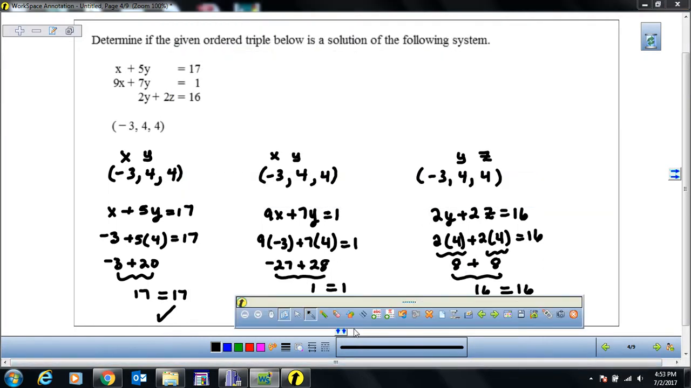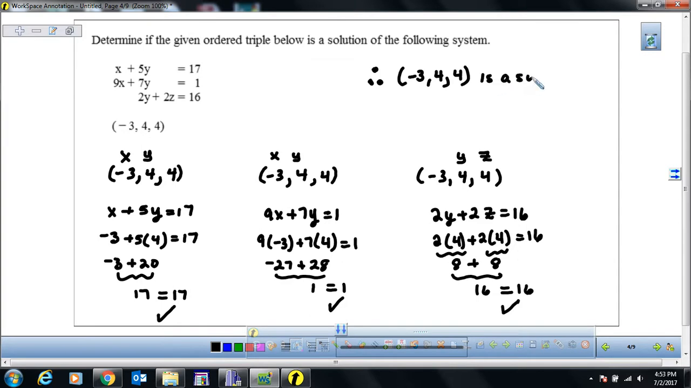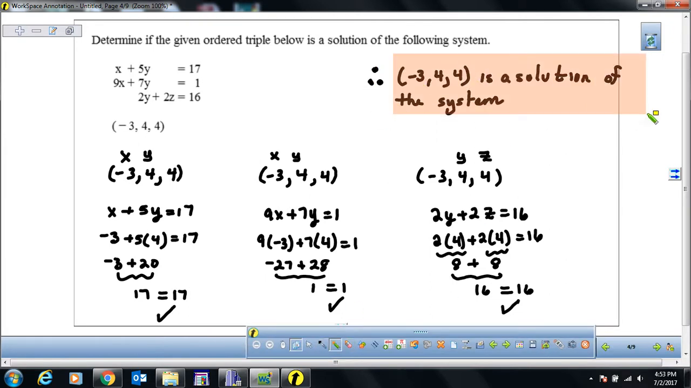So, since this triple is a solution to all three equations, we can conclude, therefore, that (-3, 4, 4) is a solution of the system. And that concludes the first part. This is basically, once again, how we check if a given point or triple is or is not a solution, by plugging in the values and determining if it gives you a true statement or not.